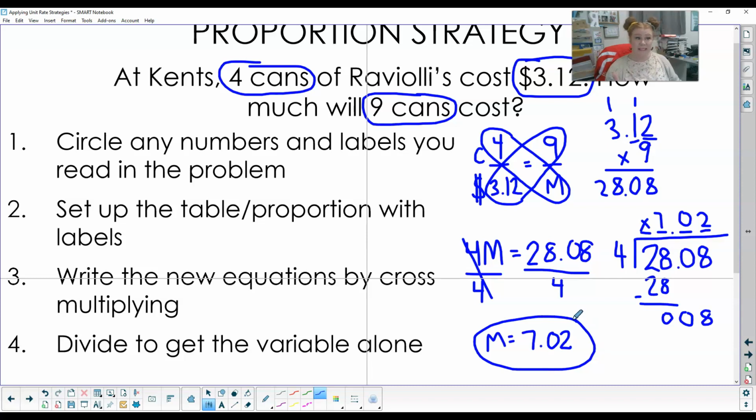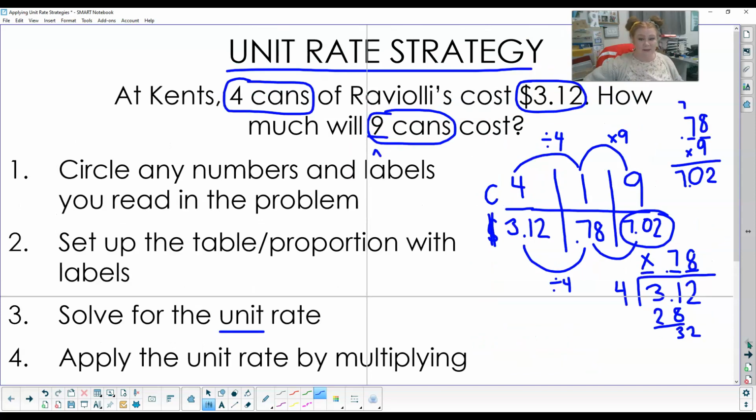So that is what we did on the other problem. We said 9 cans is $7.02. We just flipped the order we did things in. So let's take a second and compare what we did. On both of these, we circled numbers and labels. Then we set up our basic proportion, 4 over 312. On this one, we divided by 4 and then times by 9. So we had to divide and multiply.